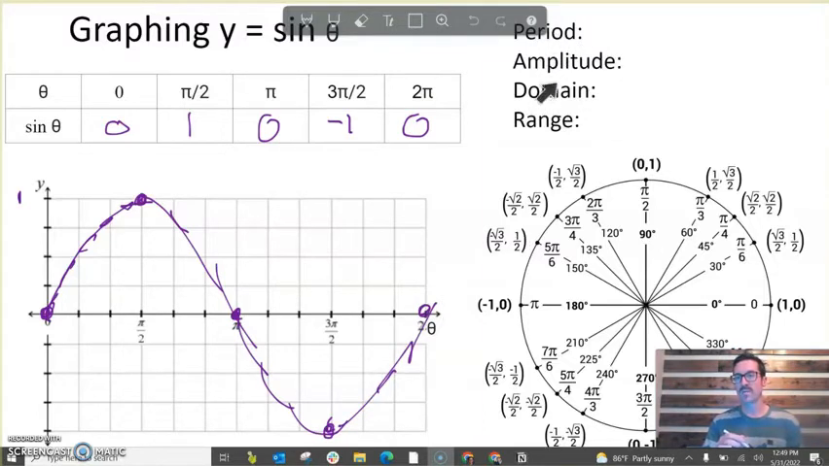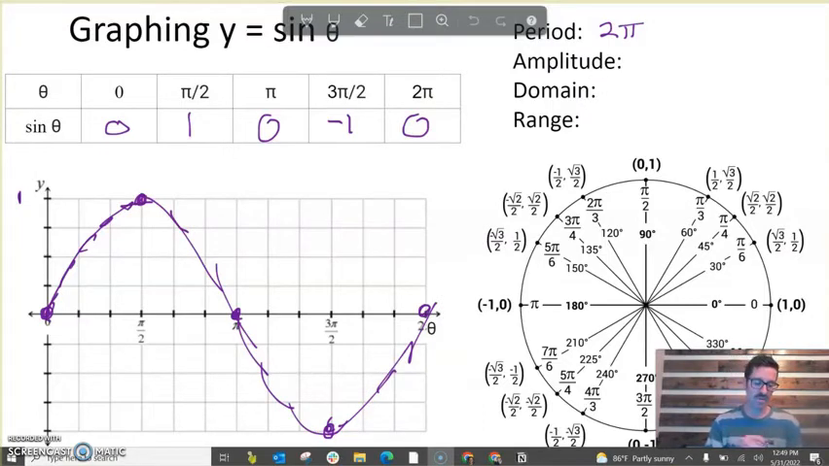I just want to answer a few quick questions about the sine function. The period of the sine function is 2 pi. That's how long it takes to repeat. If we were talking in degrees, it would be 360 degrees. Because after we do our full revolution around the unit circle, we're just doing the same thing over and over and over again. This is going to continue on forever.